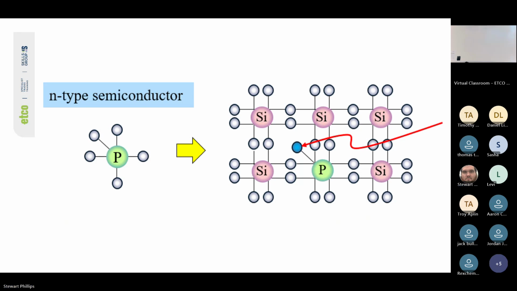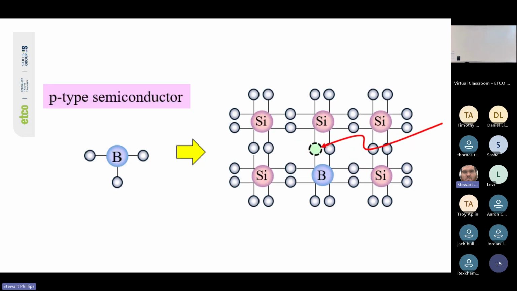But then if we make something into an N-type semiconductor, so we've added a dopant, we've added a phosphorus atom into there. Now we have one extra electron. So we have a free electron to move throughout the silicon matrix. So we have created an N-type semiconductor. Then if we add a different dopant, in this case boron, we leave a hole. So in this case, the majority carrier is the holes rather than the electrons. That is what we would call a P-type semiconductor.